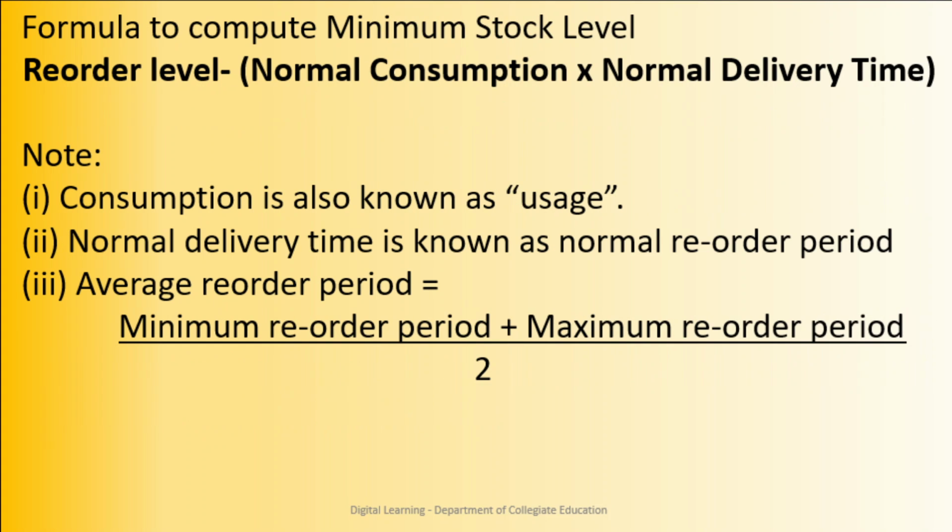Now, how do we compute the minimum stock level? The formula to compute minimum stock level is reorder level minus normal consumption into normal delivery time. Please keep in mind the term consumption is also known as usage. The term normal delivery time is also known as normal reorder period. In order to calculate the average reorder period, we use the formula: minimum reorder period plus maximum reorder period divided by 2.